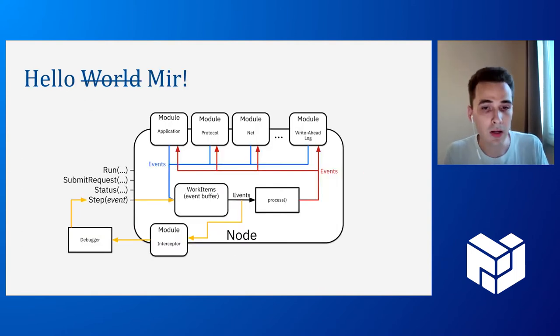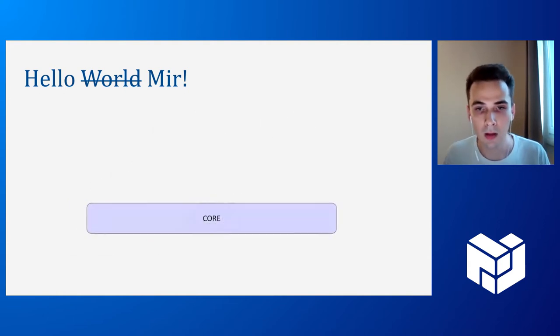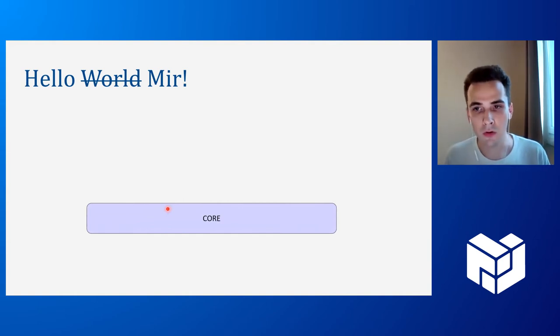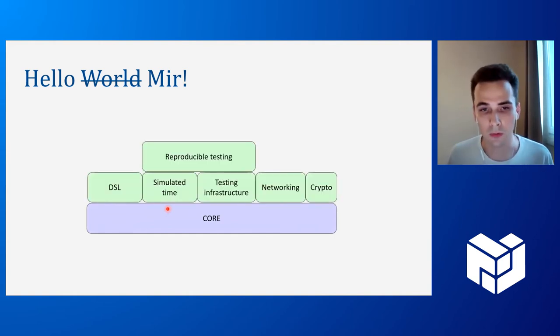The basic abstraction of MIR is a node. And the node consists of modules, which communicate by exchanging events. These events can also be intercepted and later replayed for debugging purposes, but basically, it's just an event loop. And this is the core of MIR. And we want to keep this core as small and simple as possible. And most of the complexity is actually implemented on top of this core.